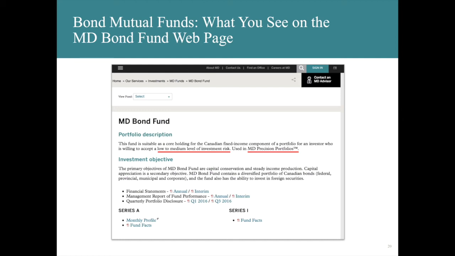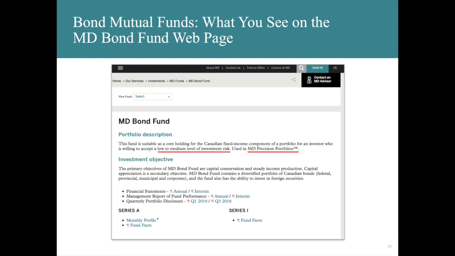So there are a few things that we do on the margin in MD Bond and all of our fixed income solutions at MD and at MD Private Investment Counsel to improve what we refer to as the risk return profile of our fixed income fund. But MD Bond in a nutshell is very diversified. It has some risk. It's not risk-free, but because you have a diversified portfolio, it is used as part of our building block in our Precision Portfolios.